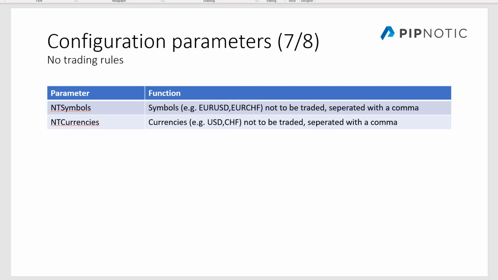Then we have no trading rules, and this is a way to help you limit what symbols you want to filter out. If you don't want to trade the Euro Swiss franc, then you can put the Euro Swiss franc, and if there are two symbols, then you put the symbol name, comma, the next symbol name. And the same applies for the currencies. If there are currencies you don't want to use, like the US dollar, let's say you don't want to trade the US dollar around elections, well, then you would put the USD, comma, if you don't want to trade the Japanese yen, JPY, and so on and so forth. And I'll show you what this looks like in just a moment.